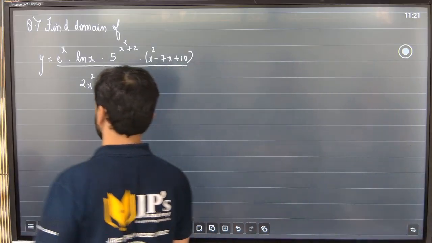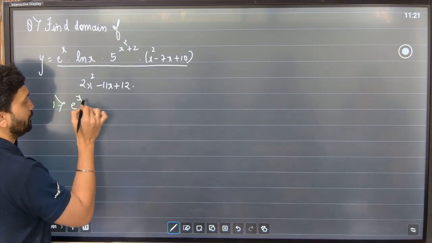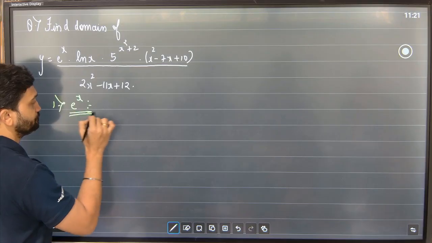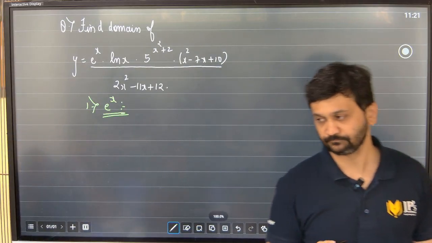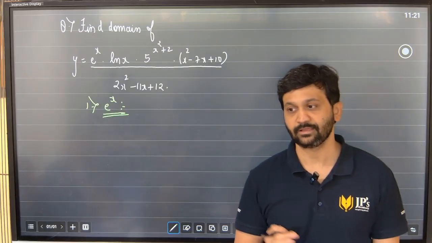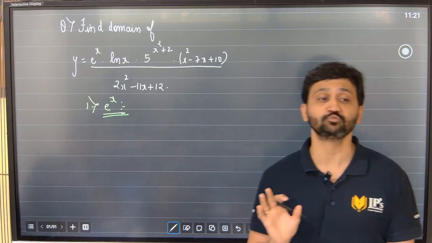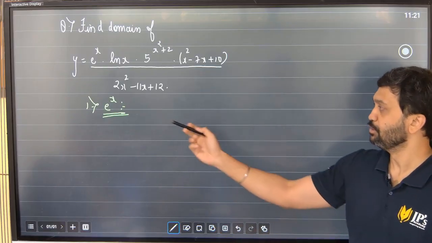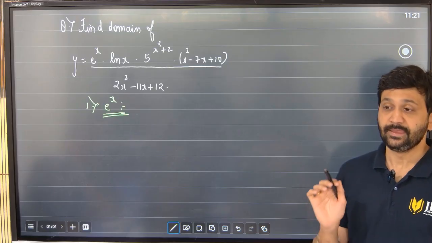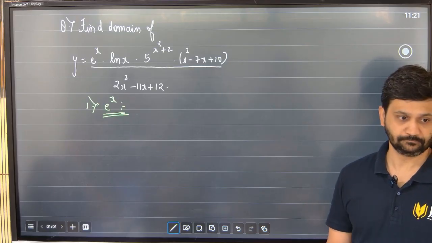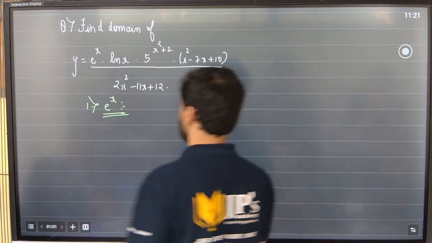सबसे पहले, let's start with the exponential part. Now, when I am talking about exponential, e raised to x, a raised to x, 5 raised to x, any term raised to x, any term. You take any term raised to x, it will never become 0. Let me give an example.